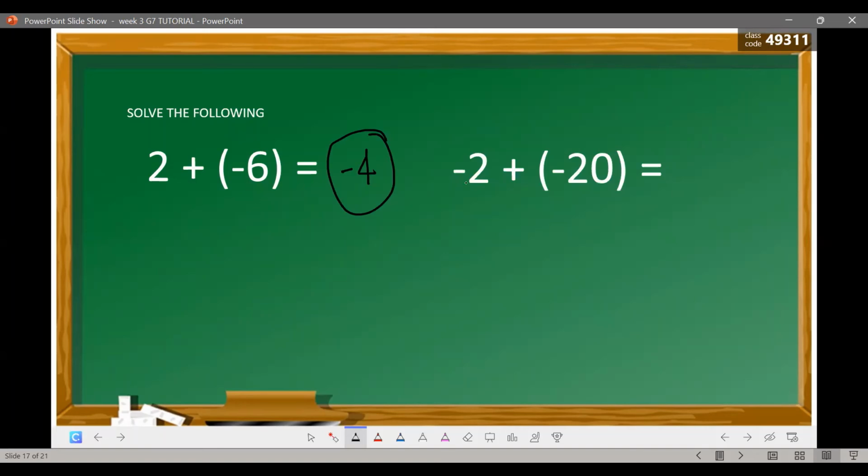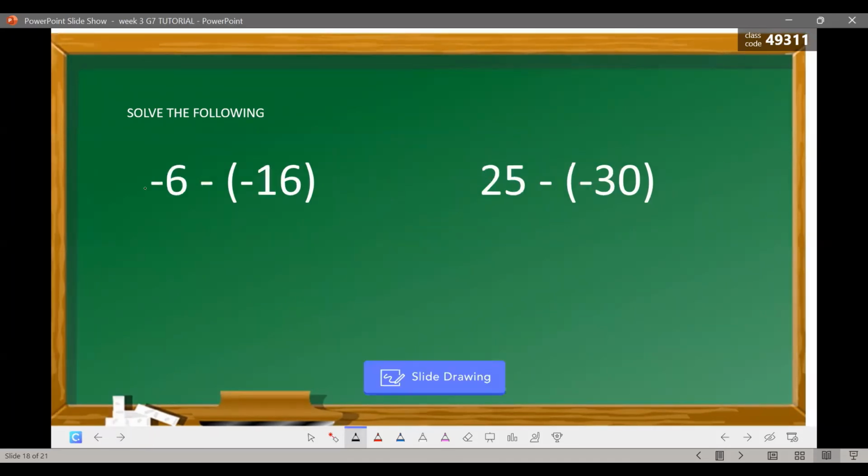And then here, negative 2 plus negative 20. So they are both negative. So just add the numbers or the integers, then copy the negative sign. So negative 22. Okay. Then next. Okay, sa subtraction naman tayo.